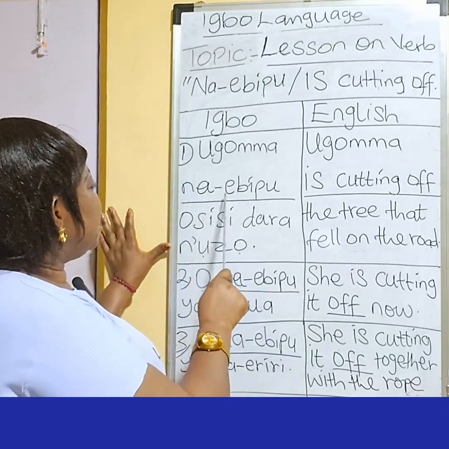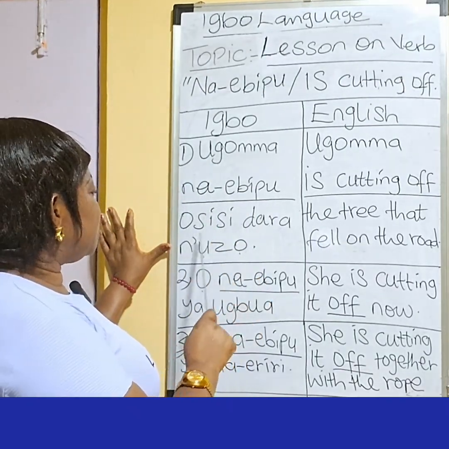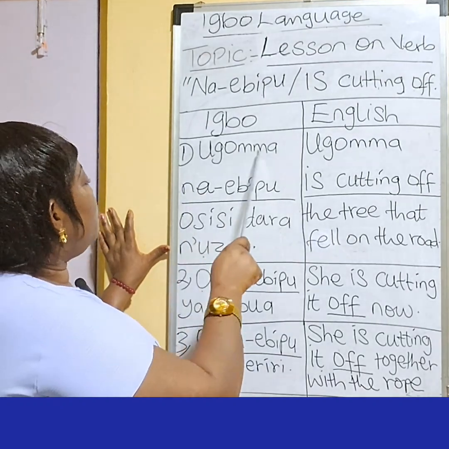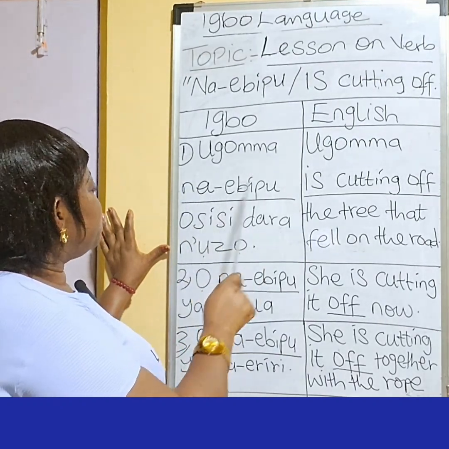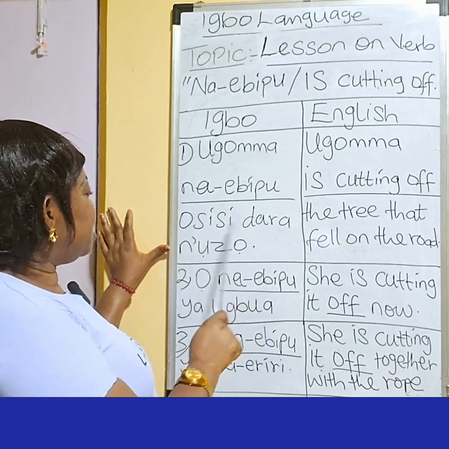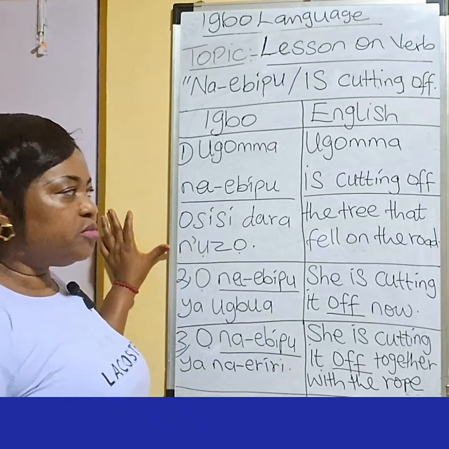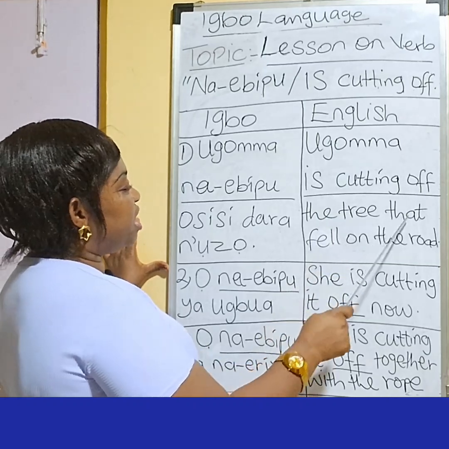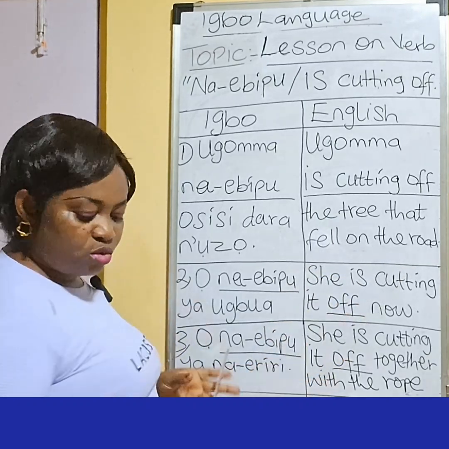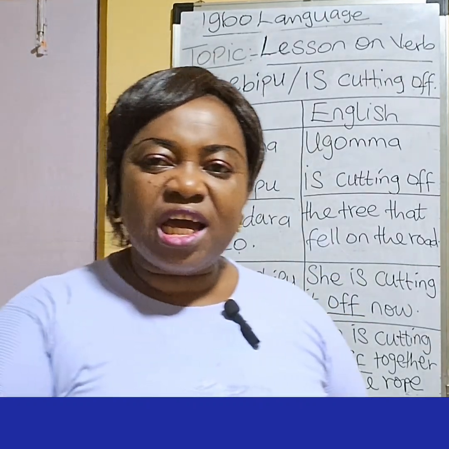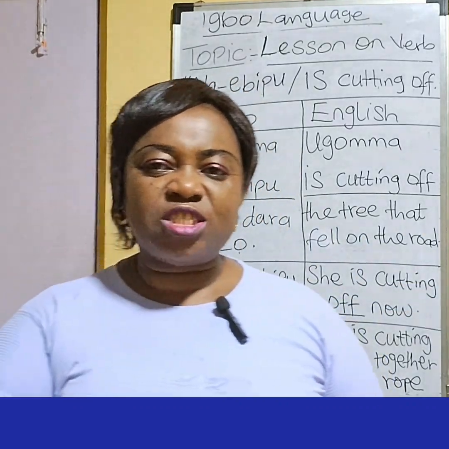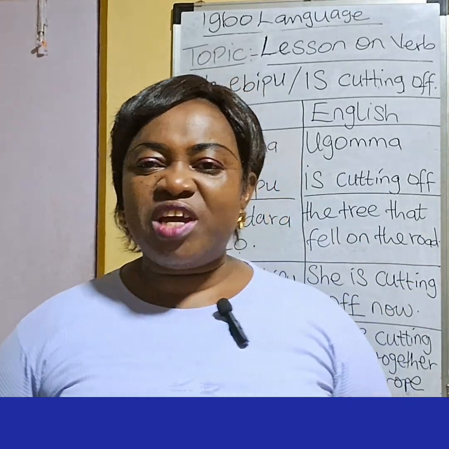Ugomma na ebipu osisi dara n'ụzọ. Say it, class. Ugomma na ebipu osisi dara n'ụzọ. Meaning, Ugomma is cutting off the tree that fell on the road.